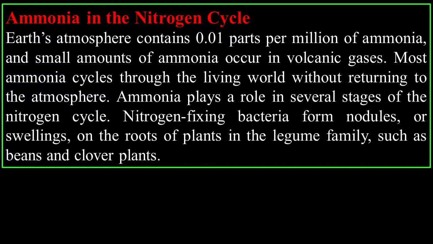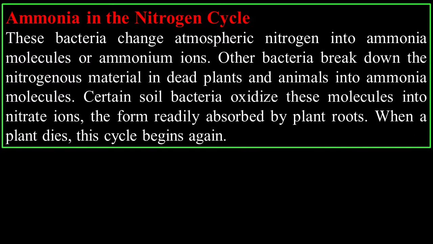Earth's atmosphere contains 0.01 parts per million of ammonia, and small amounts of ammonia occur in volcanic gases. Most ammonia cycles through the living world without returning to the atmosphere. Ammonia plays a role in several stages of the nitrogen cycle. Nitrogen-fixing bacteria form nodules or swellings on the roots of plants in the legume family, such as beans and clover plants. So, as a result, ammonia is a very, very important chemical in our environment.